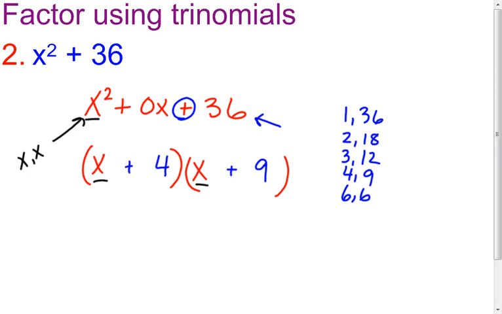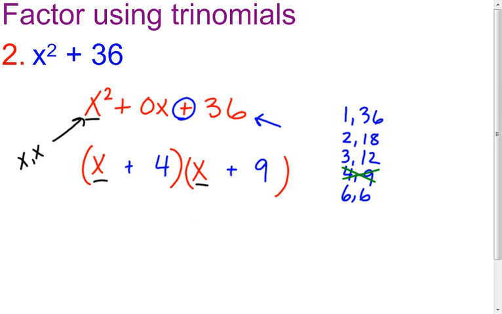So, here we go. Outsides, 9x. Insides, 4x. 9x plus 4x makes 13x. If I did minus and minus instead of plus and plus, I would just have negative 13x. So 4 and 9 is not it. Even if I switch the 9 and the 4, the same thing is going to happen.